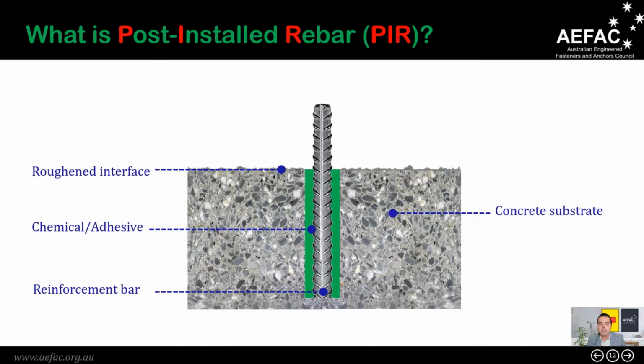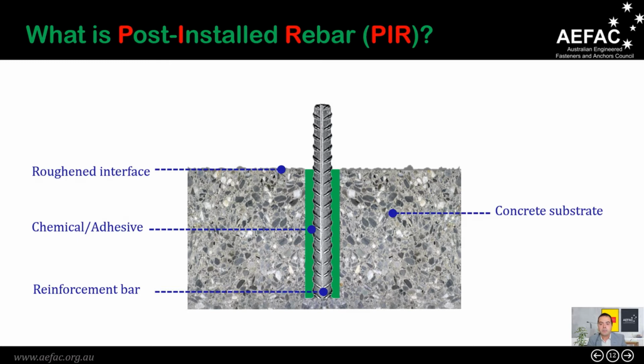Post-installed reinforcing bars, also known as PIR, are installed when concrete has matured. So once the concrete is hardened, the right size hole is drilled at the required location with the required dimension. After the hole is cleaned as per the requirement, the chemical is injected, usually two-thirds of the hole, and then the reinforcing bar is inserted. The post-installed reinforcing bar will be able to carry tensile force only if we follow the design philosophy of AS 3600.